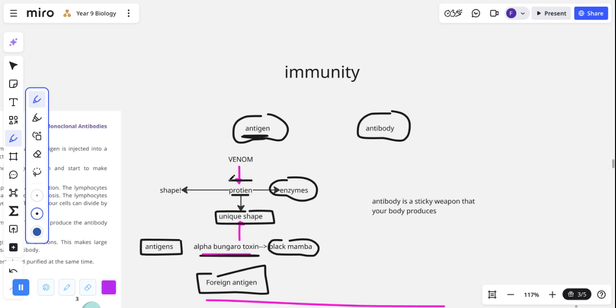Now, alpha bungarotoxin, as I said, is a snake venom. It's actually a protein, all right? When a black mamba bites you and injects you with alpha bungarotoxin, it is a foreign antigen, meaning it doesn't belong in your system.